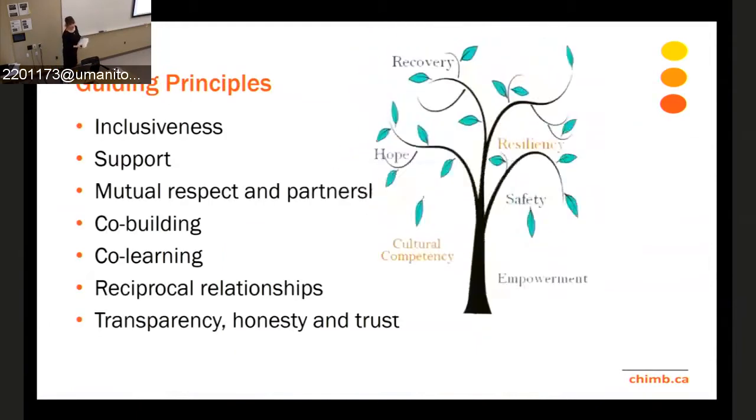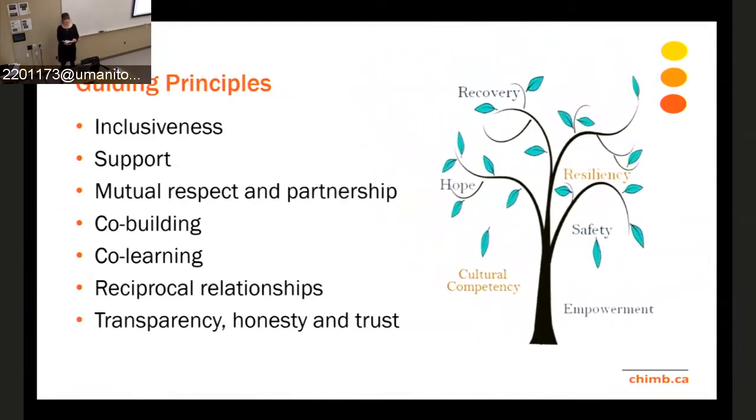So there's a lot of different guiding principles that are involved in patient-public engagement. If you take a look at SPOR's framework, and there's a lot of different frameworks and models, but some of the main ones that we see is inclusiveness.